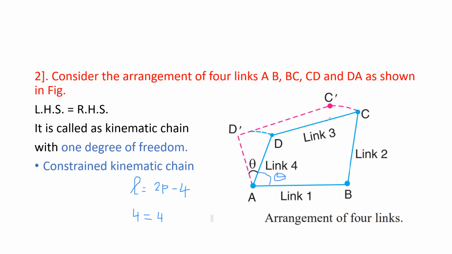If this angle will change, accordingly these other two links will occupy a different position. Here it is given that, let's say, AD has rotated and point D has gone to D dash, then C dash will be coming here. And link CB will be like this. It will be the next position of the kinematic chain.